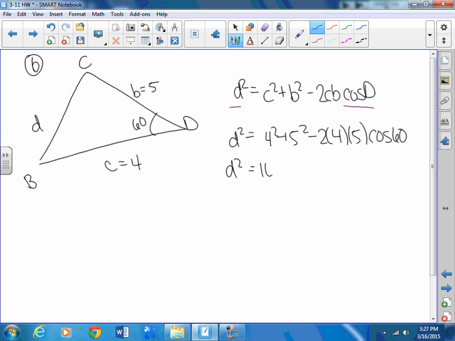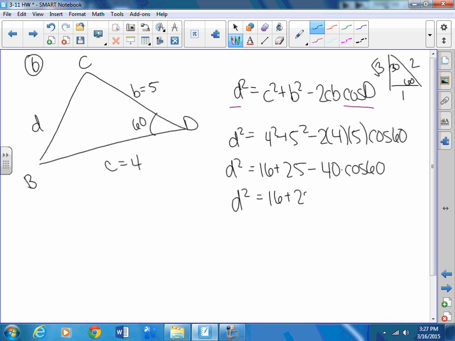So d squared will be 16 plus 25 minus 40 times the cosine of 60. Cosine of 60 you can put in your calculator, but you do need to know these right triangles. Alright, cosine of 60, a over h, that's 1/2. So d squared is 16 plus 25 minus 40 times 1/2. So that's 16 plus 25 minus 20. 40 times 1/2 is 20.